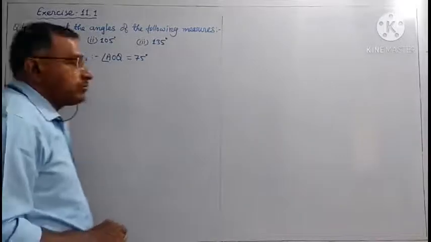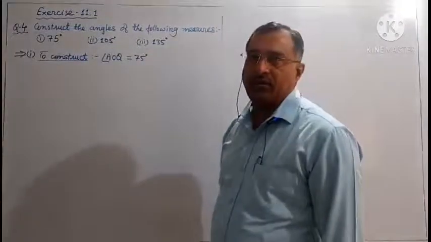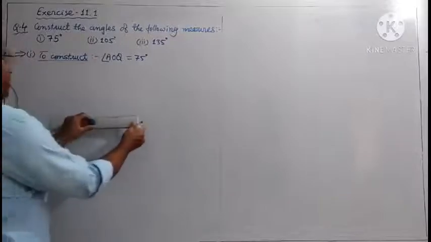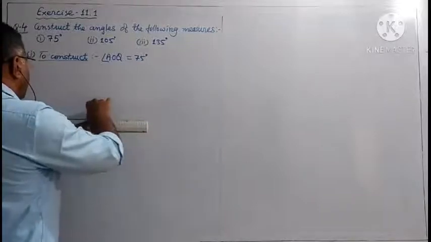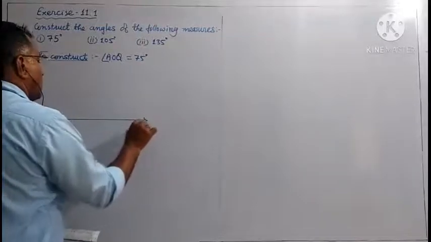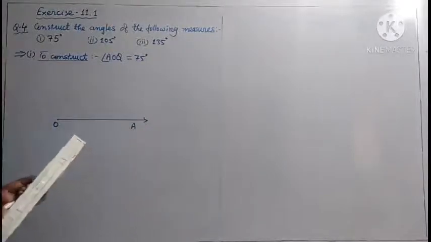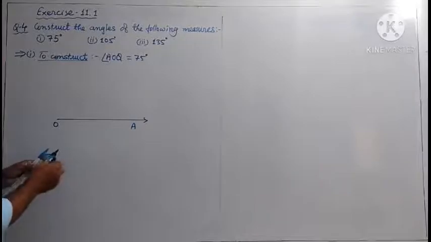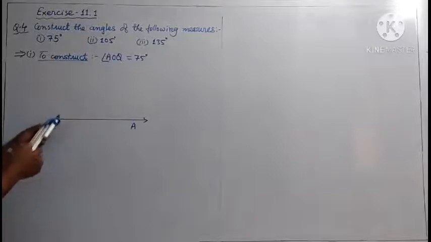in question 4, we have to construct the angles of the following measures: 75 degree, 105 degree, and 135 degree. So first of all, let us go for 75 degree. Construct angle AOQ of 75 degree. So for this, first of all, we have to draw ray OA. Here ray OA is drawn. Now taking O as a center and suitable radius, we have to draw the arc which intersects the given ray at B. That is actually we have to draw first of all 90 degree.